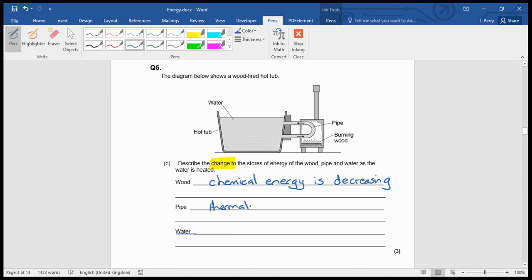The pipe will heat up, so thermal energy is increasing. And the water is also heating up, so the thermal energy is increasing. I have clearly stated the changes. I've not just named the energies. Last time this was on a mock exam, students often just named the energies, so they got no marks because they didn't say the changes.